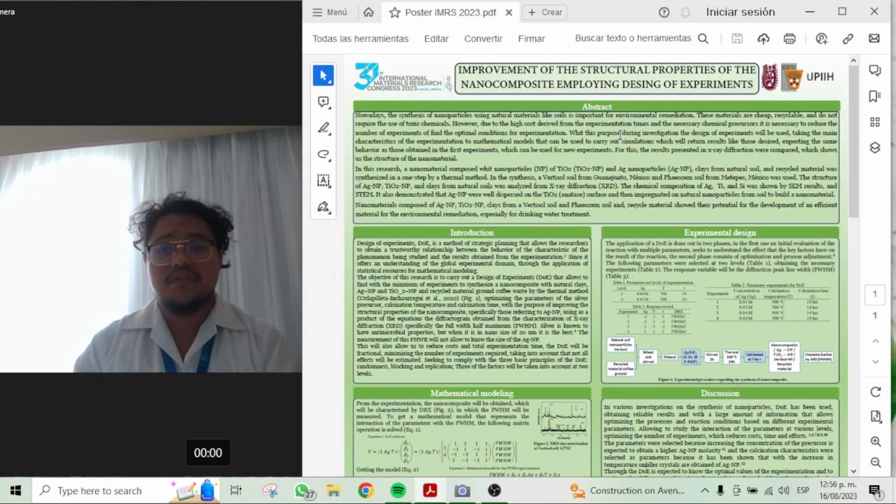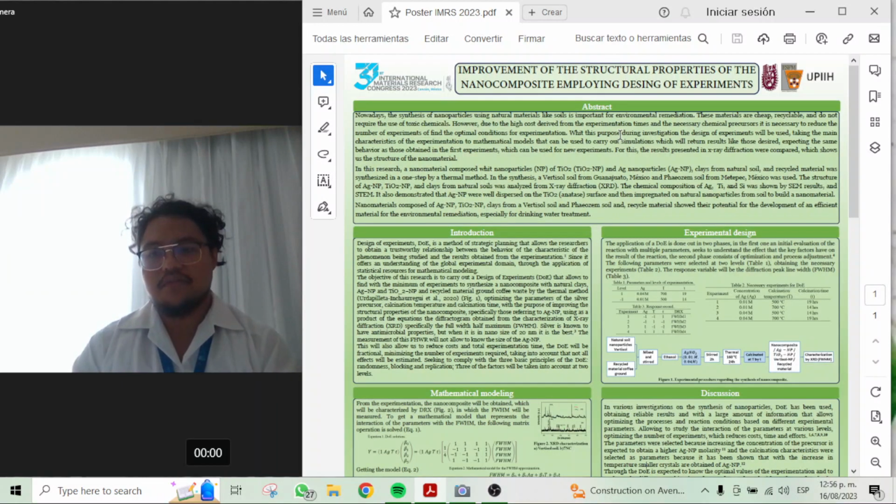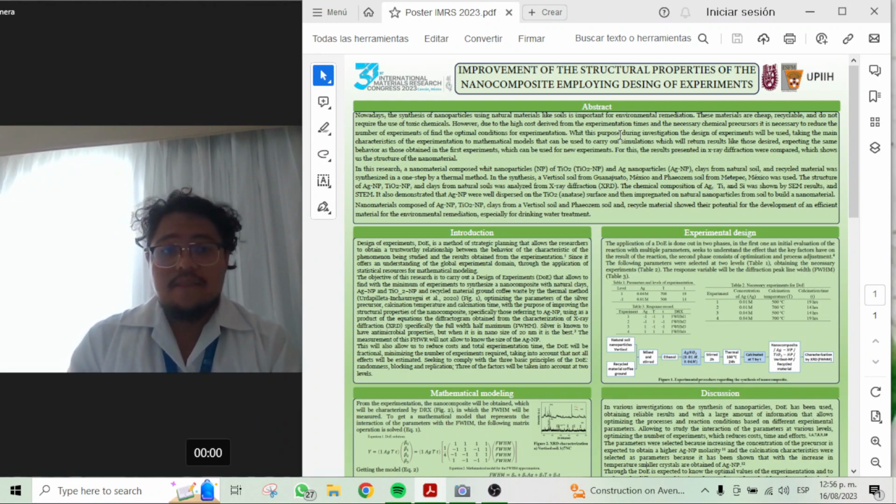In this research, we work with a material composed of titanium dioxide nanoparticles and silver nanoparticles collected from natural soil and recycled material, synthesized in one step by a thermal method. The natural soil and recycled material are cheap and do not require the use of toxic chemicals.